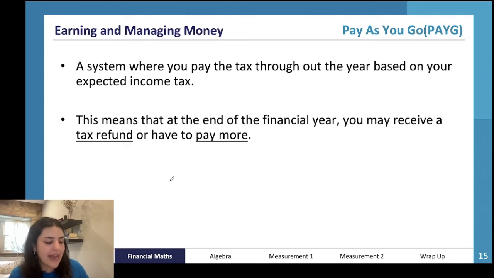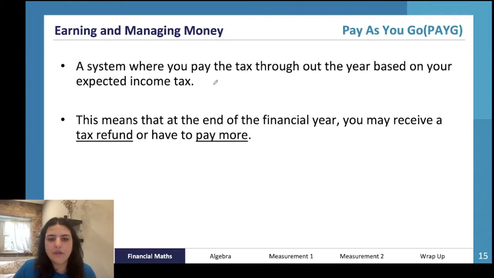Okay, so pay as you go, or PAYG. If you already are working, you might see this on your payslip. It's on my payslip. It says PAYG tax, and it will tell me how much tax my employer has deducted from those payslips. So this is a system where you pay tax throughout the year based on what the ATO or your employer thinks you're expected to pay, right?